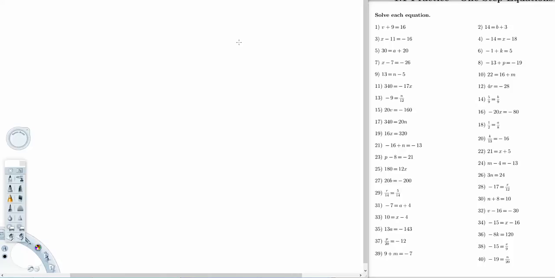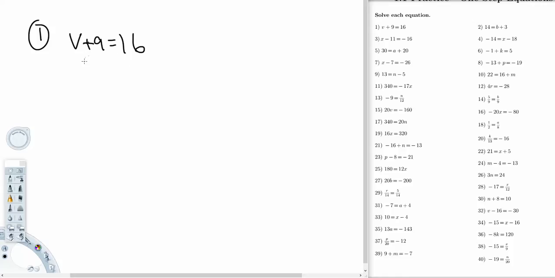Okay, so we're going to do some exercises. V plus 9 equals 16. Now, they want to isolate the V. So what you do to one side, you have to do to the other side. So that's how we're going to do it.